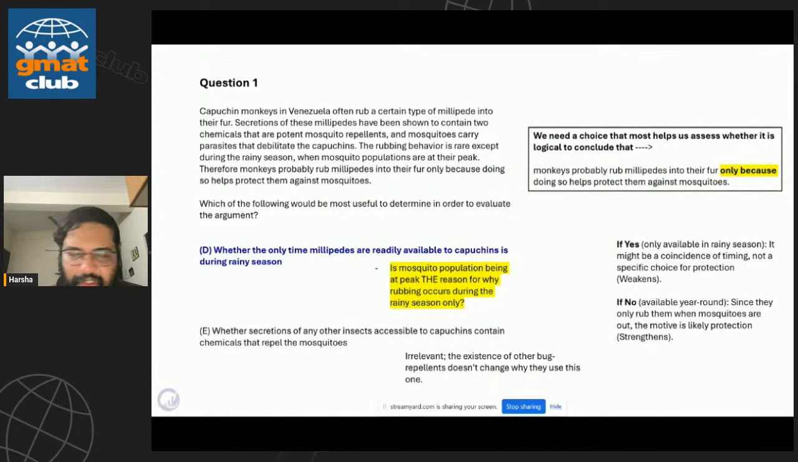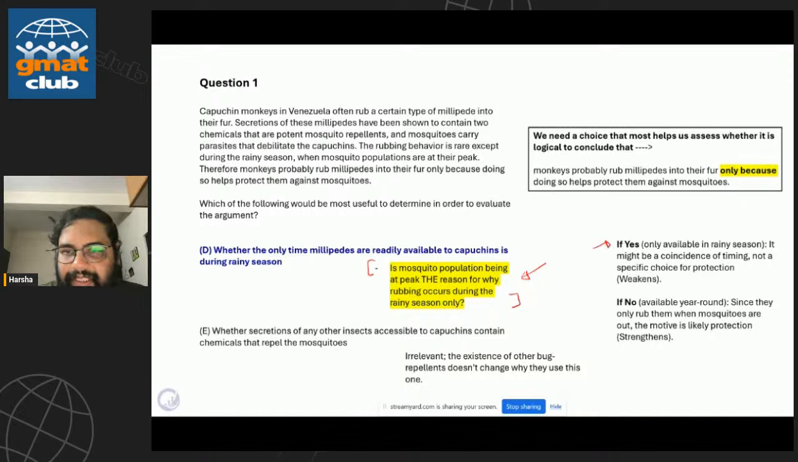Mostly we had choice A, choice D, a couple of choices. I hope that's clear. Most of us did choose choice D. I'm happy to see that, but I hope you also see why it works. Also observe this is in line with one of those flaws that we could come up with. Okay, that's good. Whether the only time millipedes are readily available is during rainy season.